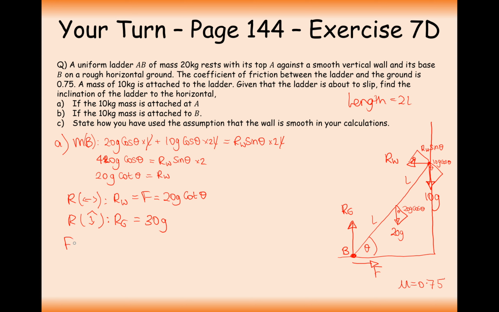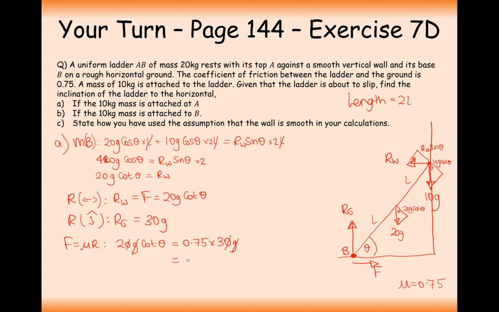I can now use F equals mu R in my equation, so I'm going to have friction, which is 20g cot theta, equal to mu, that's 0.75, times R, which is 30g. Great, excellent. So I'll move everything onto one side. I can cancel out the g's there, and cancel out the zeros as well, effectively cancelling out a factor of 10. In fact, no, I'm going to do it the other way around.